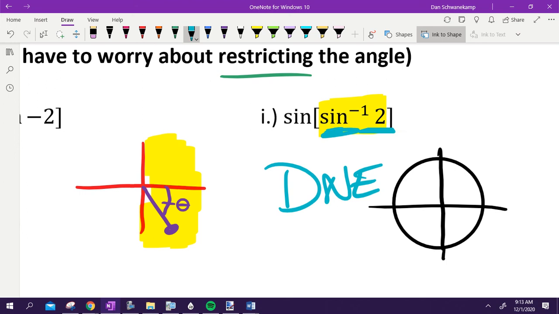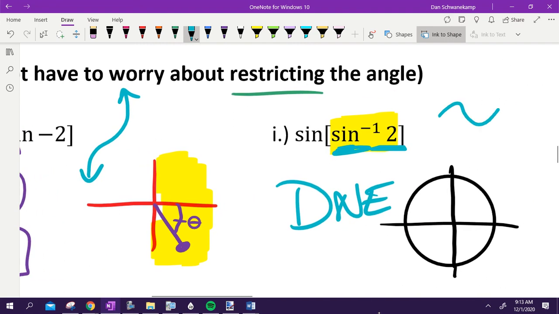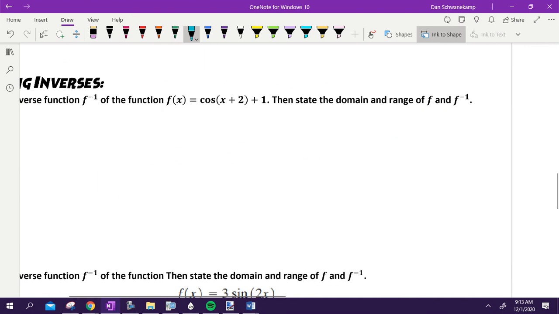What's the biggest sine that we could get? 1. Now that looks weird because on the last one, tangent was negative 2. Remember, tangent's not restricted. A tangent graph goes up and down forever. That is different than a sine graph that lived in between that line that just went from 1 to negative 1. Everybody okay?